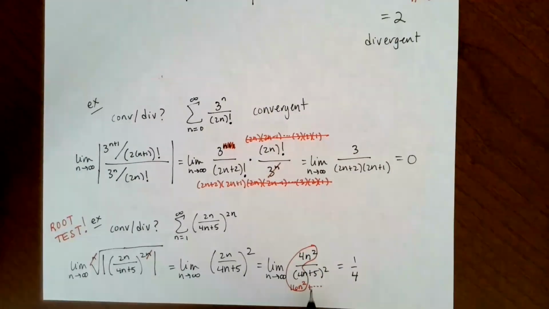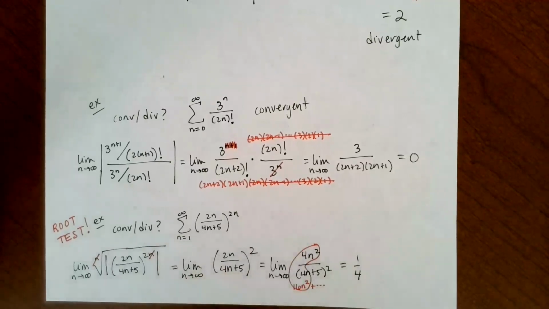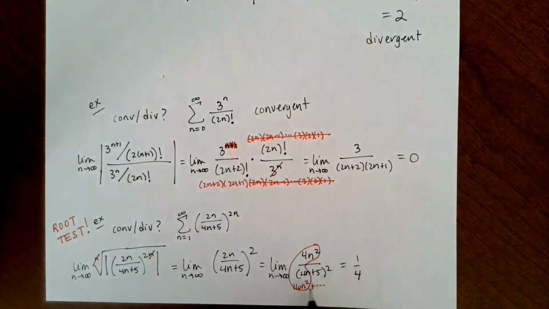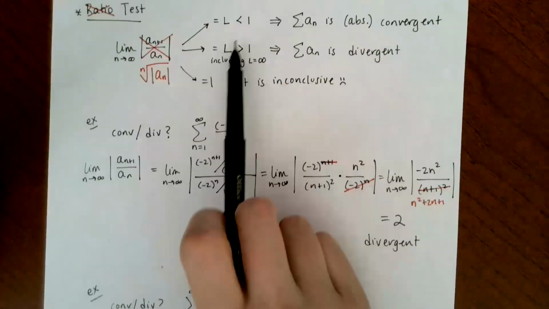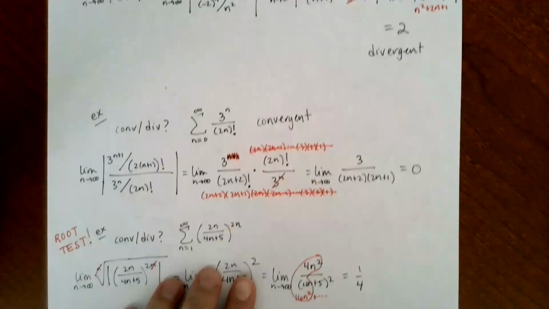So we could see it as a rational, or again, we could have gotten that 1/4 by seeing a half come out right here and then square that half. Right now, the root test has the same conclusions as the ratio test. We got 1/4, which is a number less than 1, so we're going to say convergent.